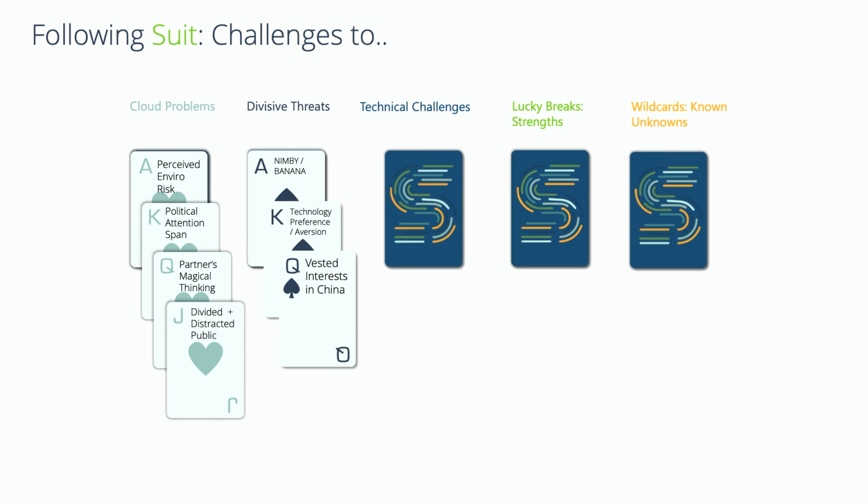Vested interest in China. There's a lot of people making their money in China. A lot of banks are heavily invested in China. That creates a conflict of interest. It just does.